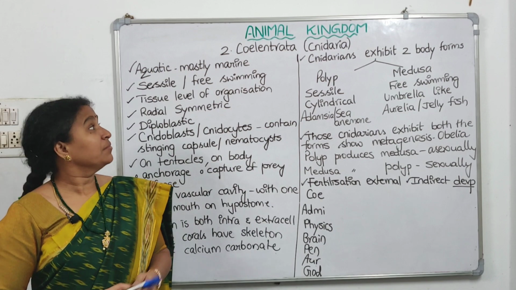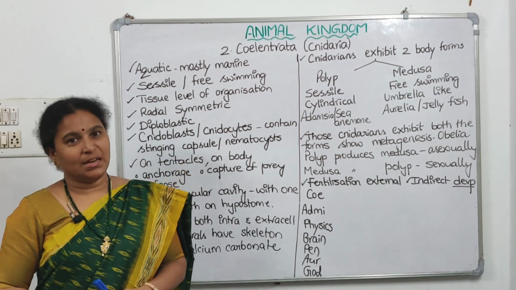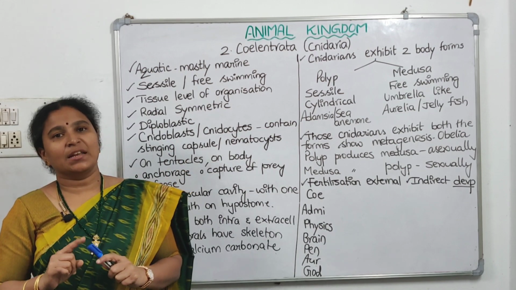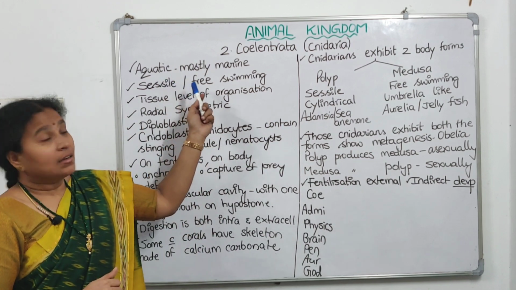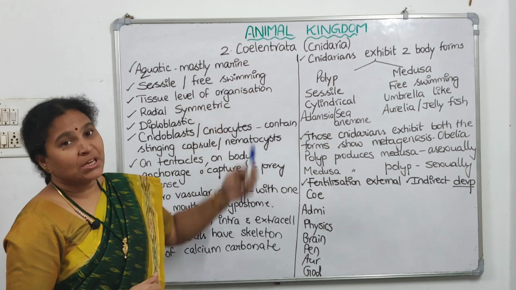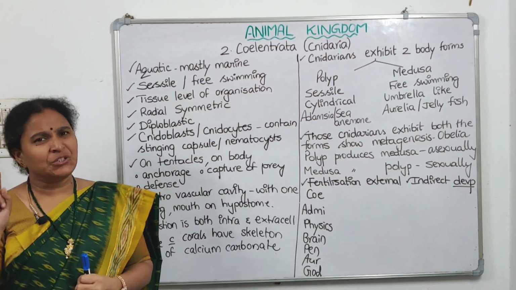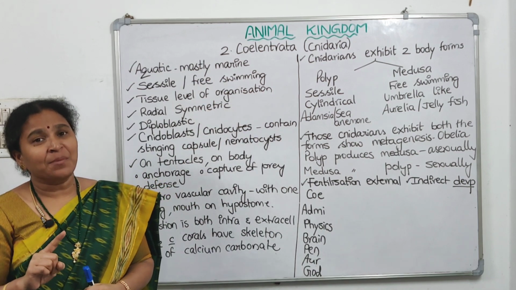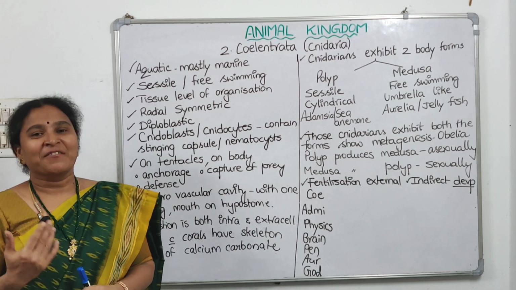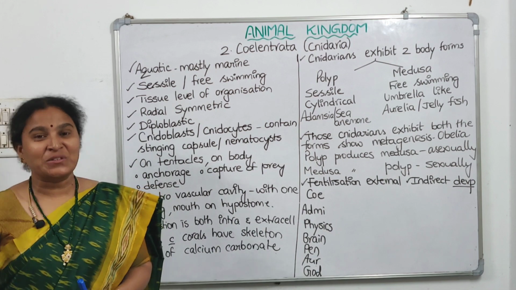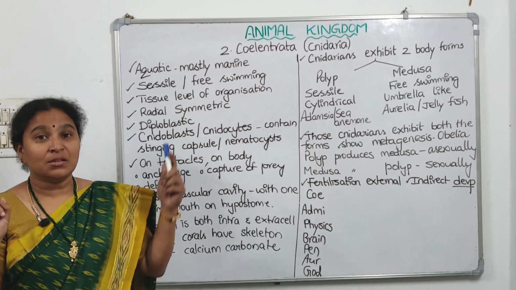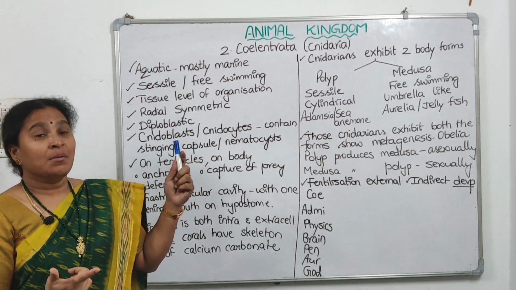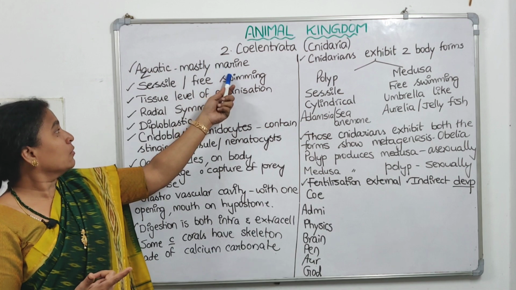The second phylum is Coelenterata or Cnidaria. The earlier name is Cnidaria, now it is called Coelenterata. These are aquatic, mostly marine. For the first phylum, we told they are generally marine. For the second phylum, we are telling they are mostly marine. For the third phylum, we will say they are exclusively marine. So, mostly marine means some freshwater forms are also there.